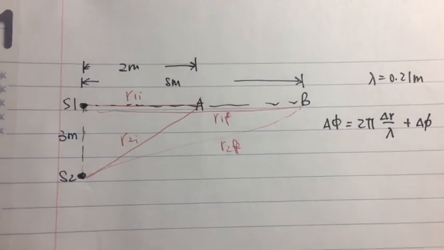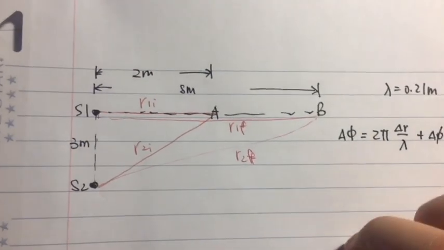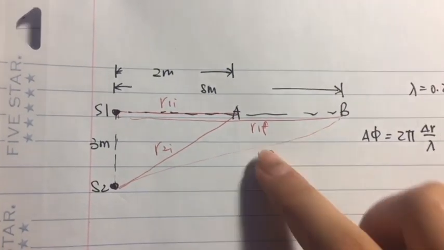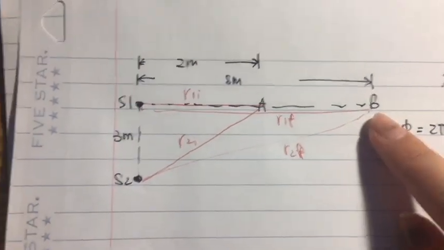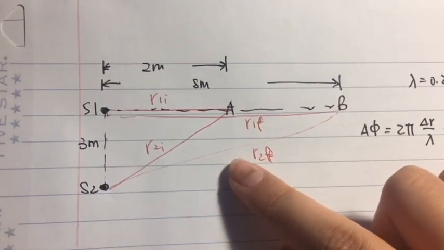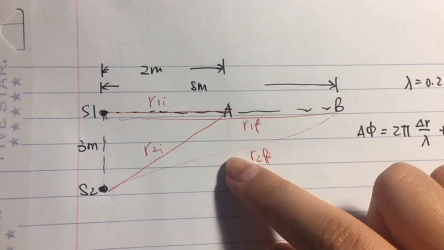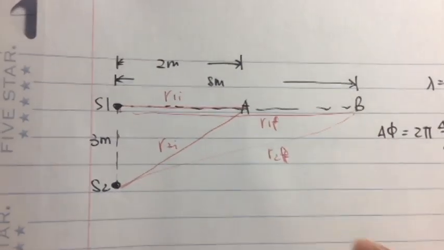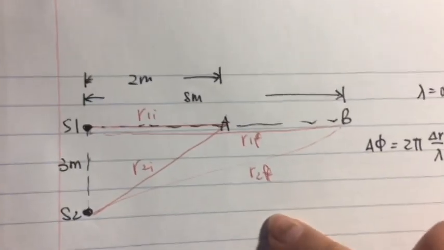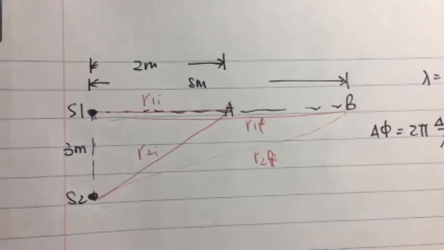So in order to solve this problem, we have to figure out how the total phase difference changed from point A to point B. So in order to do that, we have to find the delta phi, the capital phi in A and B, and then figure out their difference.